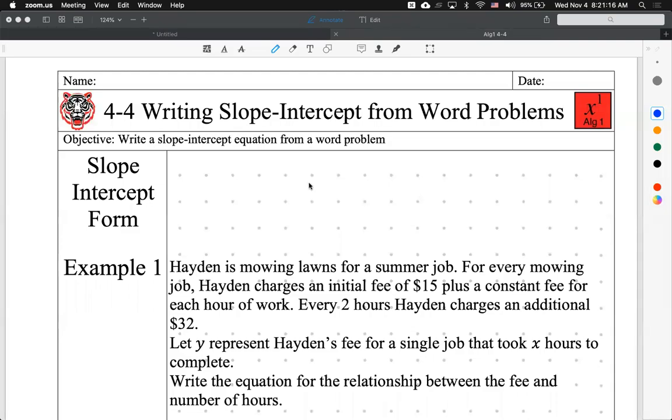Welcome to lesson 4-4. We're in Algebra 1. Today's date is Wednesday, November 4th, 11/4/2020. Thank you, Miss Heather. That's fine.